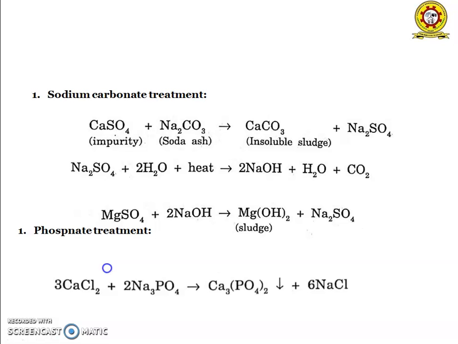The second one is phosphate treatment. Scale formation is avoided by adding sodium phosphate. 3 moles of calcium chloride react with 2 moles of Na3PO4 to form Ca3(PO4)2, which is a precipitate, and 6 moles of sodium chloride. Monosodium phosphate is used for highly alkaline boiler water. Disodium phosphate is preferred for moderately alkaline water, and trisodium phosphate is preferred for less alkaline boiler water.